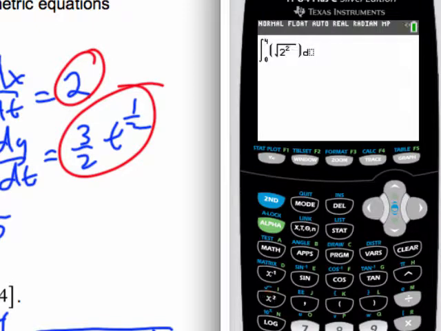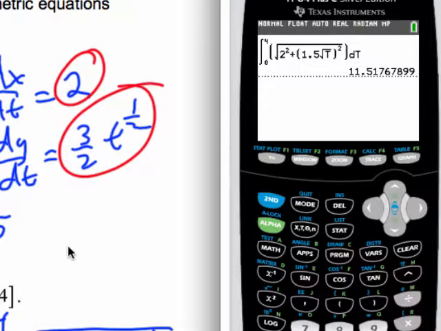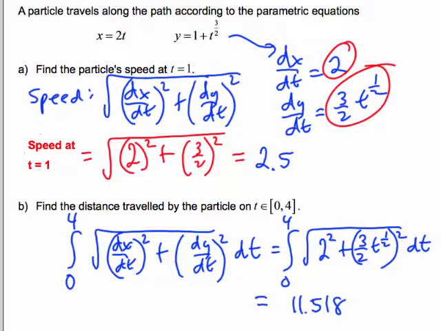2 squared plus 1.5 square root of t. Square that piece, just watch your brackets. So 11.518. And we don't have units. If it had been meters, then distance is obviously in meters. Speed would be in meters per time. Let's just suppose that was seconds.